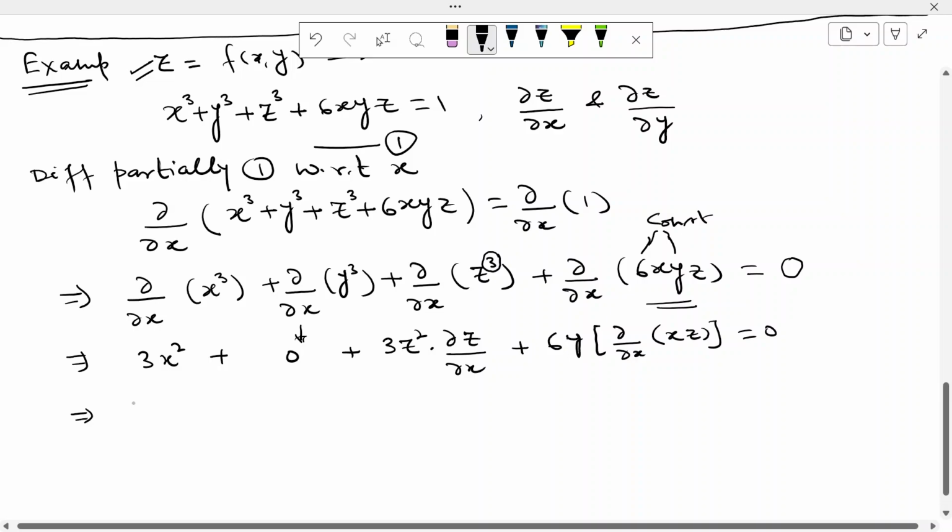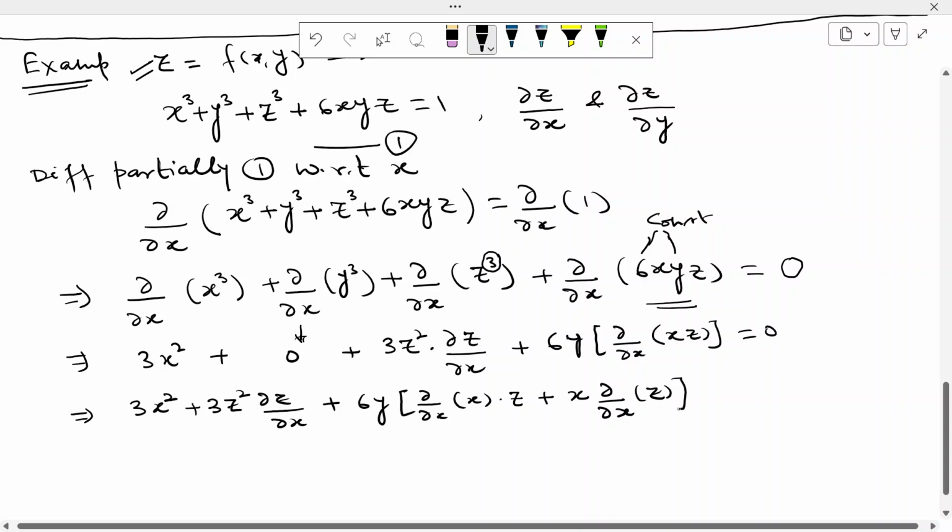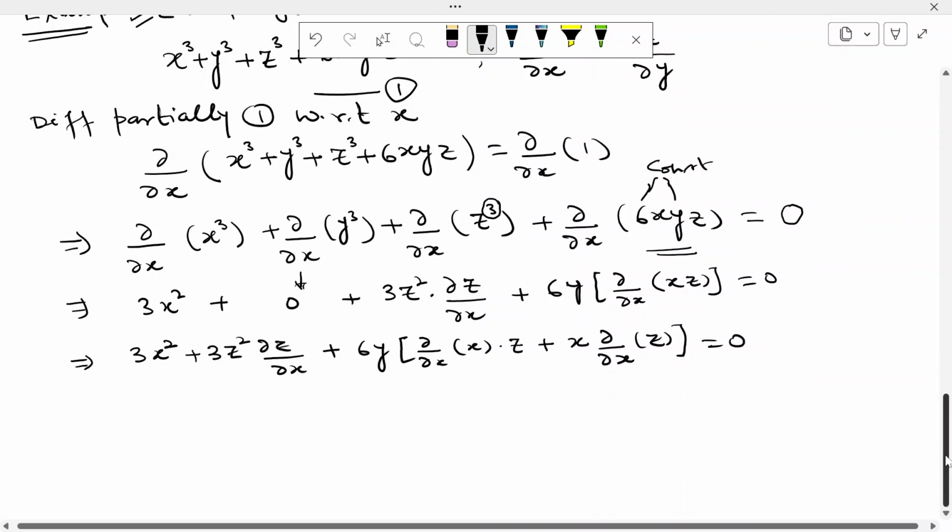So now what we have here is 3x square plus 3z square del z over del x plus 6y. Now here we have to apply the product rule. We have to differentiate the first function, which is x, and keep the second function, which is z, as it is. Now the next term will be x times del over del x of z, equals 0.